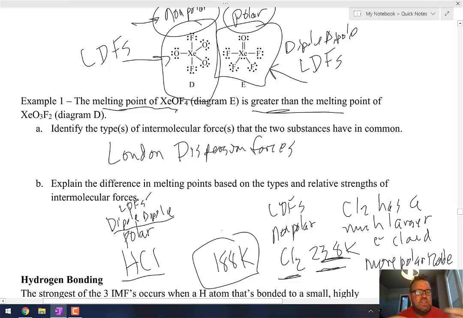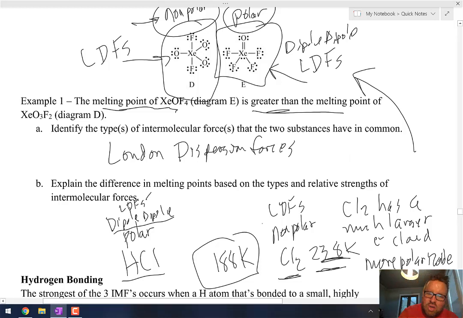Okay, because on a test, if they ask you which one would you predict has the higher boiling point, of course you would say HCl. And how would you explain it? Just like how we explained this one up here. Well, HCl is polar, so it has dipole-dipole forces and London dispersion forces. But Cl2 only has London dispersion forces, so I would predict HCl is going to have a higher boiling point.